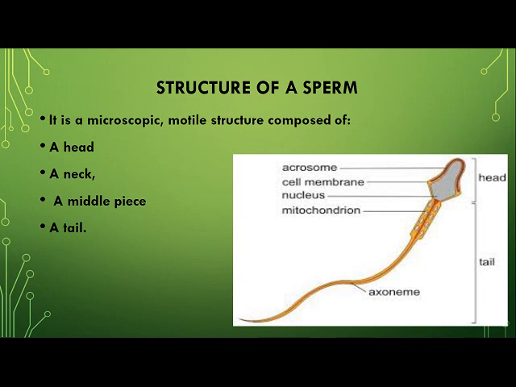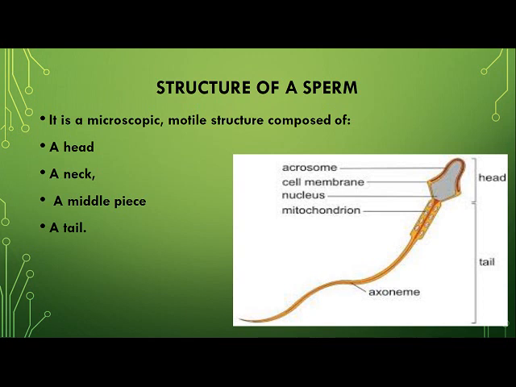Okay, let us understand the structure of a sperm. The structure of sperm can be broadly divided into four parts. First is the head, second is the neck, third is the middle piece, and fourth is the tail. The head, you can see, is pointed and is covered by a cap-like structure known as the acrosome. The acrosome is made up of hard protective proteins, and the whole body of the sperm is covered by a cell membrane. The middle part contains a lot of mitochondria because sperms continuously need energy.